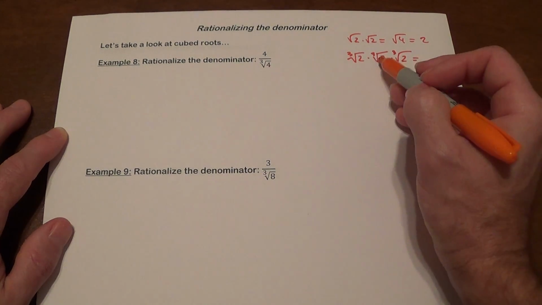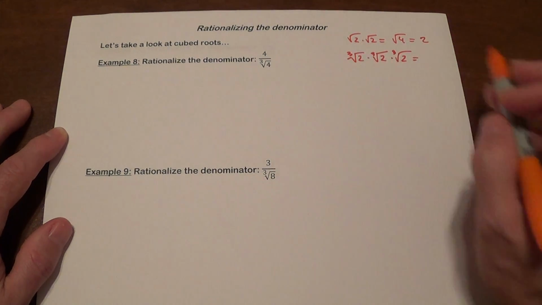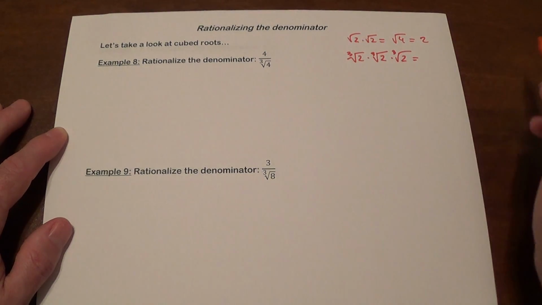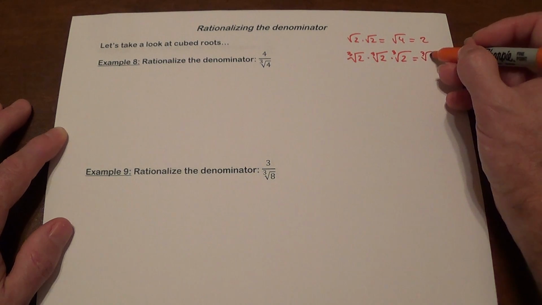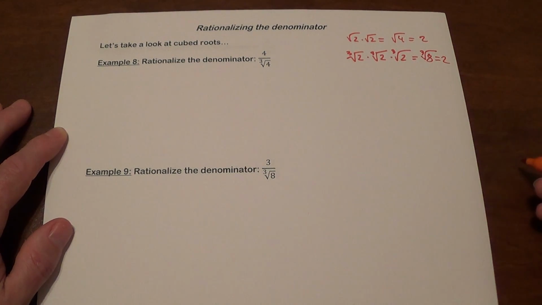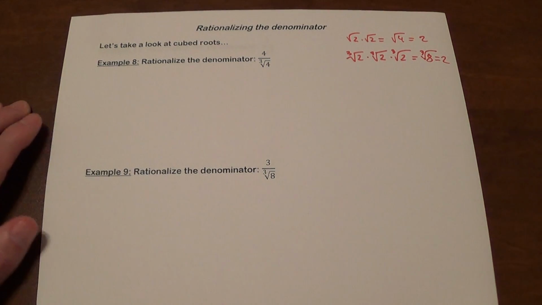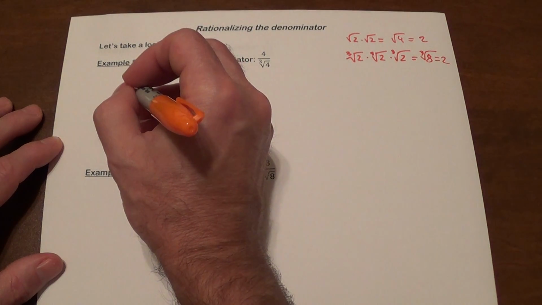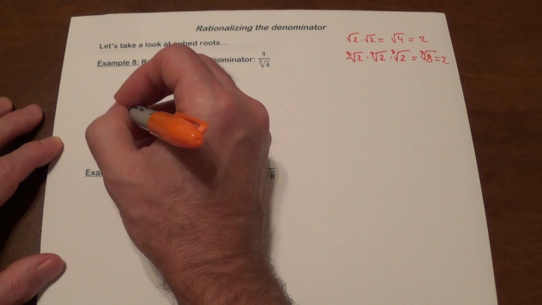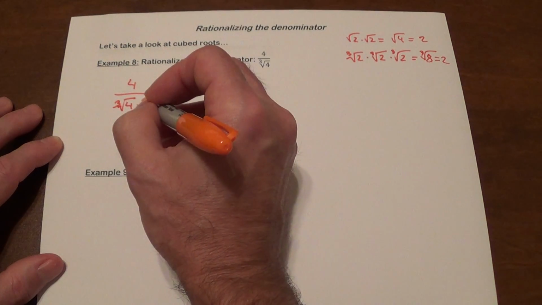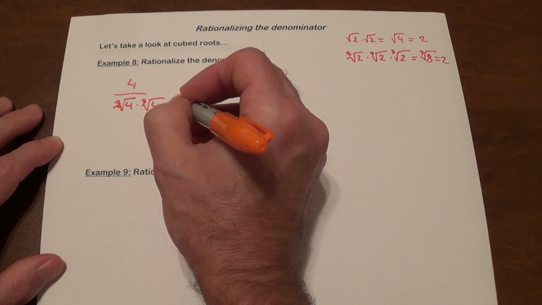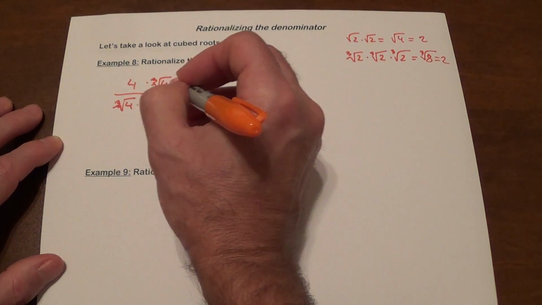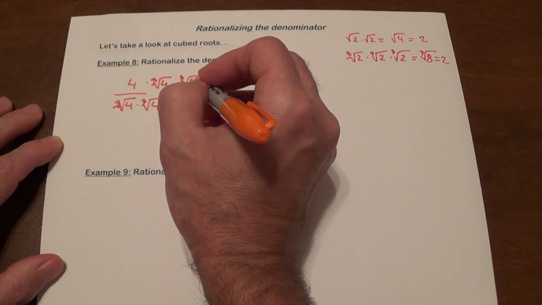So the number of roots here should match the index. So if the index here is 2, you multiply by 2 of them. If the index is 3, multiply by 3 of them, because now it's going to give you cube root of 8, which is 2. So when we do that, we're going to have to multiply by 2 more cube root of 4. So 4 over cube root of 4, multiplied by another cube root of 4, and multiplied by another cube root of 4. And of course the numerator as well, times the cube root of 4 times the cube root of 4. Remember, we multiply by 2 more.